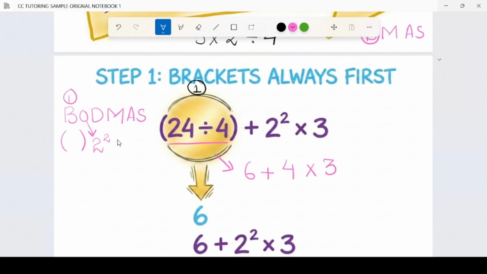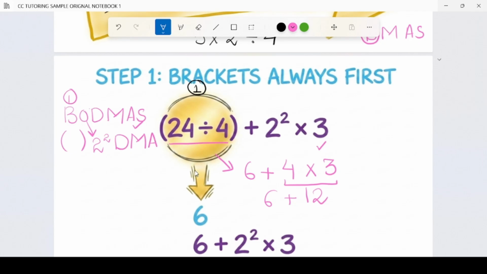Now according to BODMAS there is division, but we don't have division in this equation, so we'll move forward. And there is multiplication. Yes, we have multiplication. Now we won't do it from left to right, that would be a wrong approach. The best method is, first of all, we'll solve this one. 4 ones are 4, 4 twos are 8, 4 threes are 12. 12 plus 6.